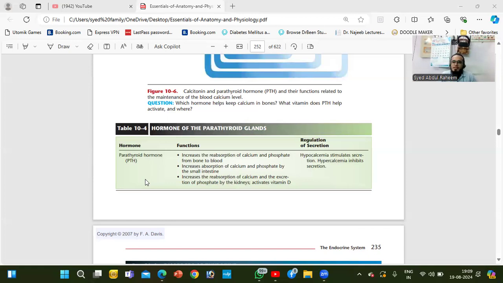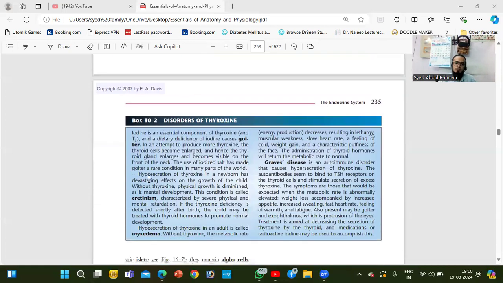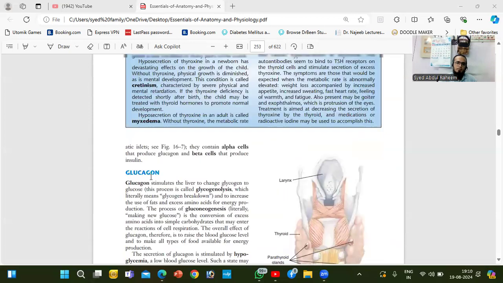Another thing is it will also go to the kidneys, where the waste material goes outside the body. It instructs the kidneys to reabsorb the calcium and phosphate, as well as activate vitamin D to reabsorb more calcium. So these are the things the parathyroid hormones do for the body, which is very, very important.